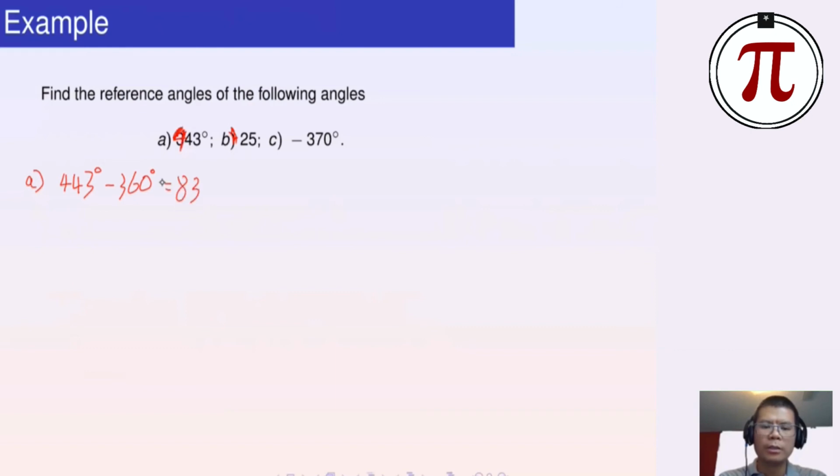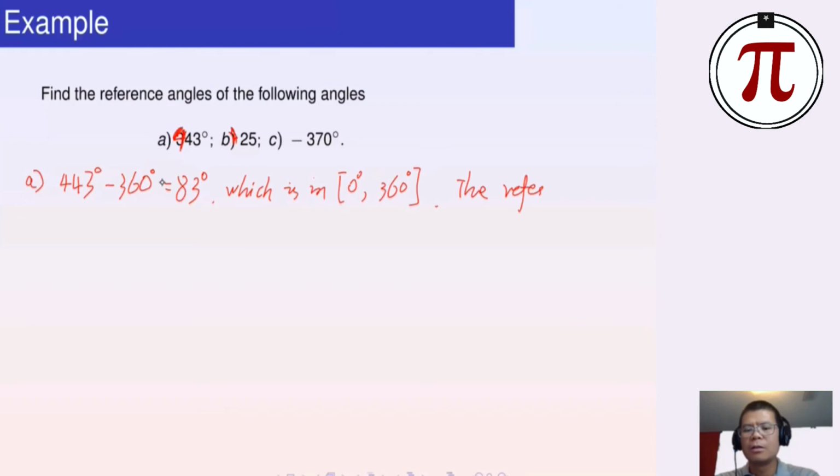83 is in 0 to 360, right? Then what is the reference angle of 83? It would be itself. It's in the first quadrant, right? So the reference angle of 83 is itself.